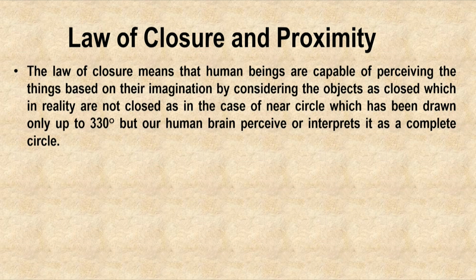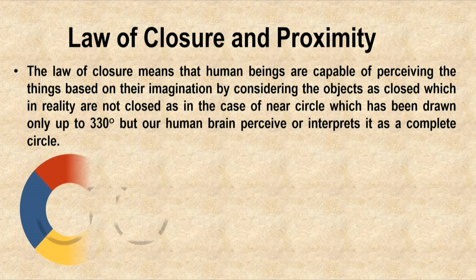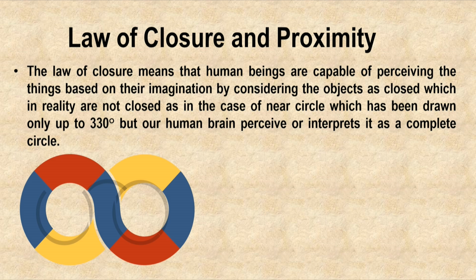The law of closure means that human beings are capable of perceiving things based on their imagination by considering an object as closed, which in reality is not closed. We can take the example of a nearby circle which has been drawn only up to 330 degrees, but our human capacity allows us to interpret that unclosed thing as a circle. So this is the law of closure.